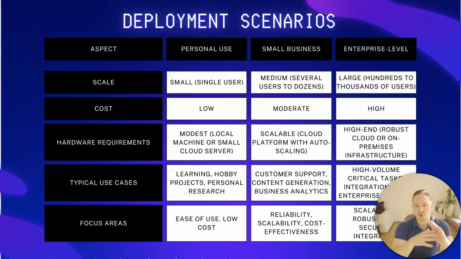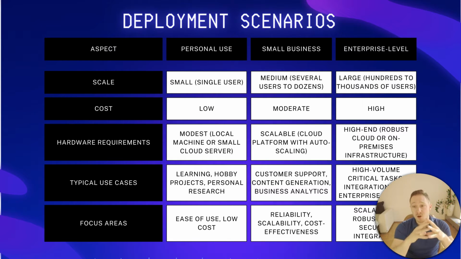On the other side, going to small businesses is going to be a little bit more complicated. There are such things like customer support chatbots, content generation, or generally chatbots on the data of a business, and they will have a little bit more cost associated with everything. Then the hardware requirements are a little bit higher, the scalability comes into play, and there are other focus areas. Instead of having an easy deployment, now you should think more about reliability, scalability, and cost effectiveness.